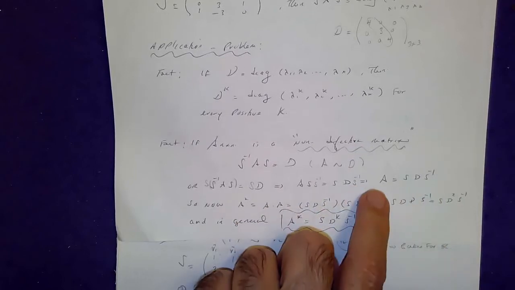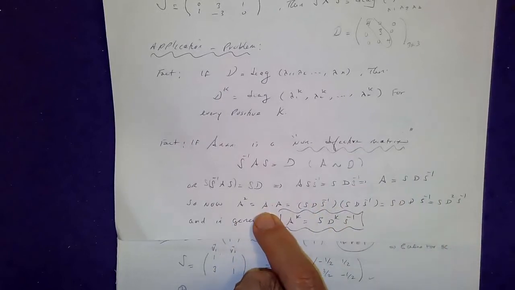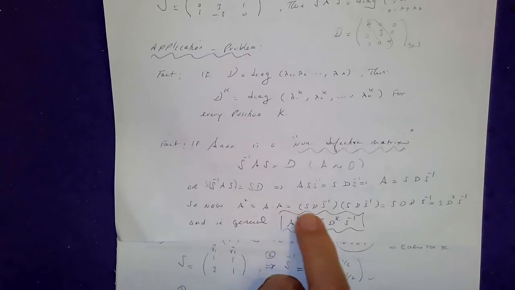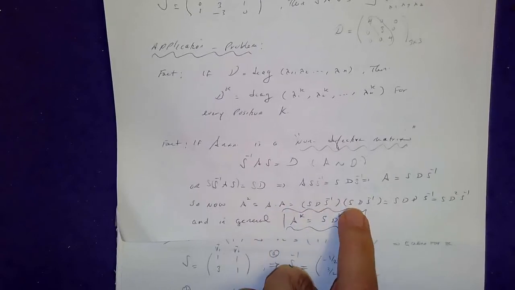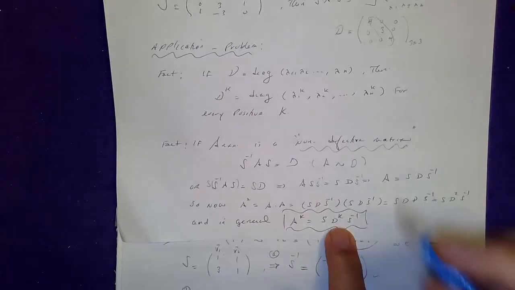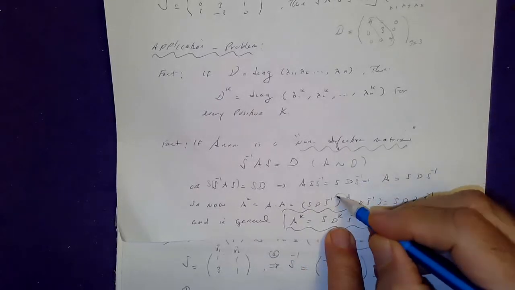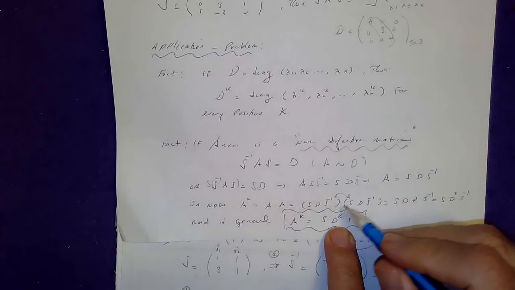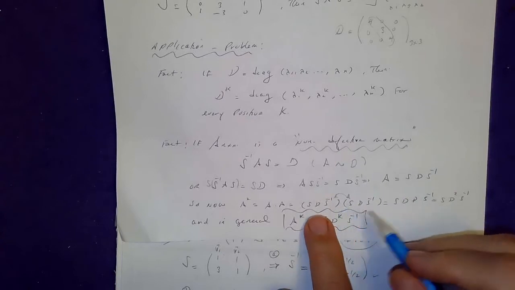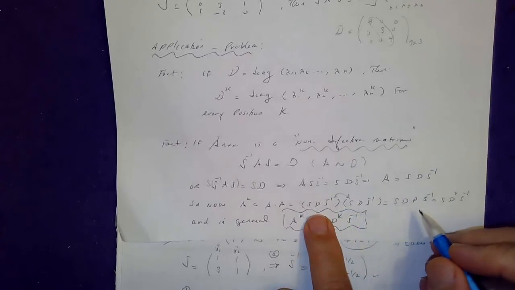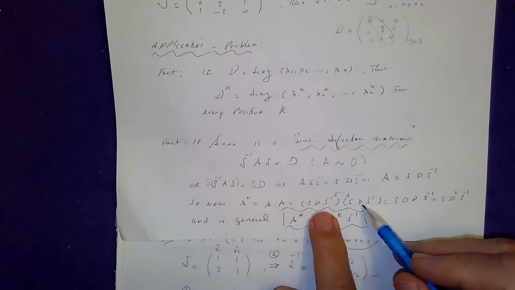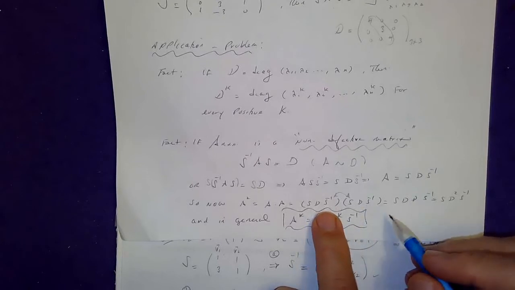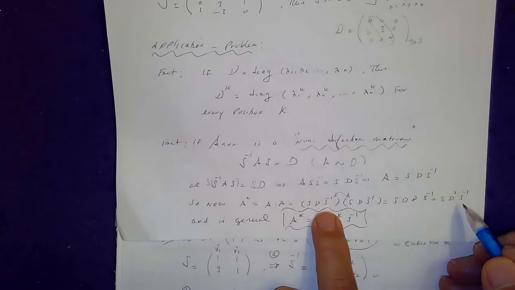Now, suppose I raise A to the power of 2. That will be A times A, which is S D S inverse times itself twice. But remember, S inverse times S is identity. So these disappear. All you get is S D D S inverse, which is S D squared S inverse.